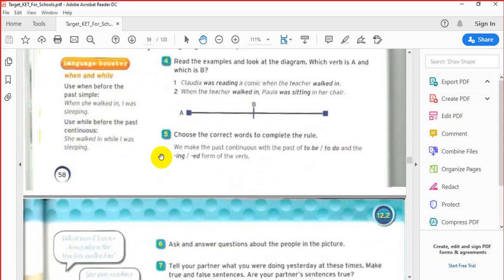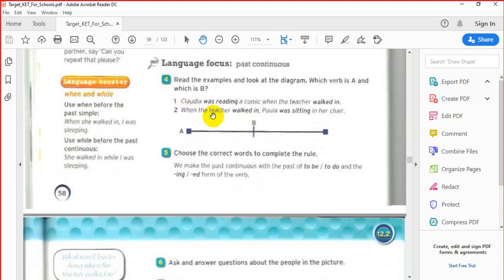Here. Can you answer exercise 5, Emma? Based on the example above, we make the past continuous with the past of to be and the ing form. Correct. And the ing form of the verb. So very smart. Good job. Correct. We make the past continuous with the past of to be and the ing form of the verb. That's very obvious with the example above.